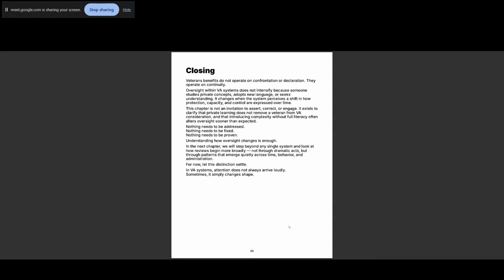Oversight within VA systems does not intensify because someone studies private concepts, adopts new language, or seeks understanding. It changes when the system perceives a shift in how protection, capacity, and control are expressed over time. This chapter is not an invitation to assert, correct, or engage. It exists to clarify that private learning does not remove a veteran from VA consideration, and that introducing complexity without full literacy often alters oversight sooner than expected.